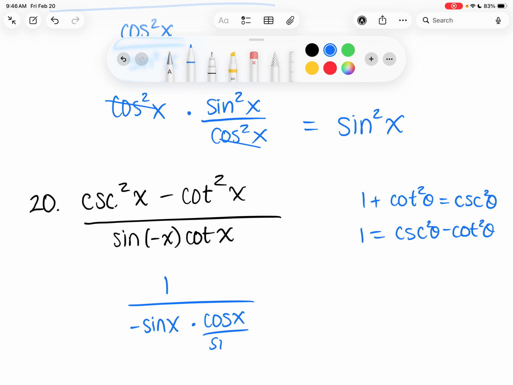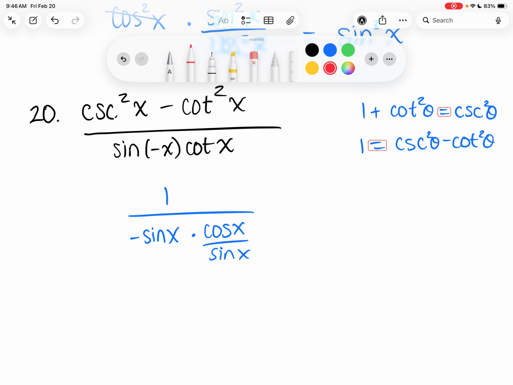Cosine over sine. Sines would cancel, so I have negative 1 over the cosine of x. The negative can go top, bottom, wherever. Now, what's 1 over cosine? Secant. So this would be minus secant of x.